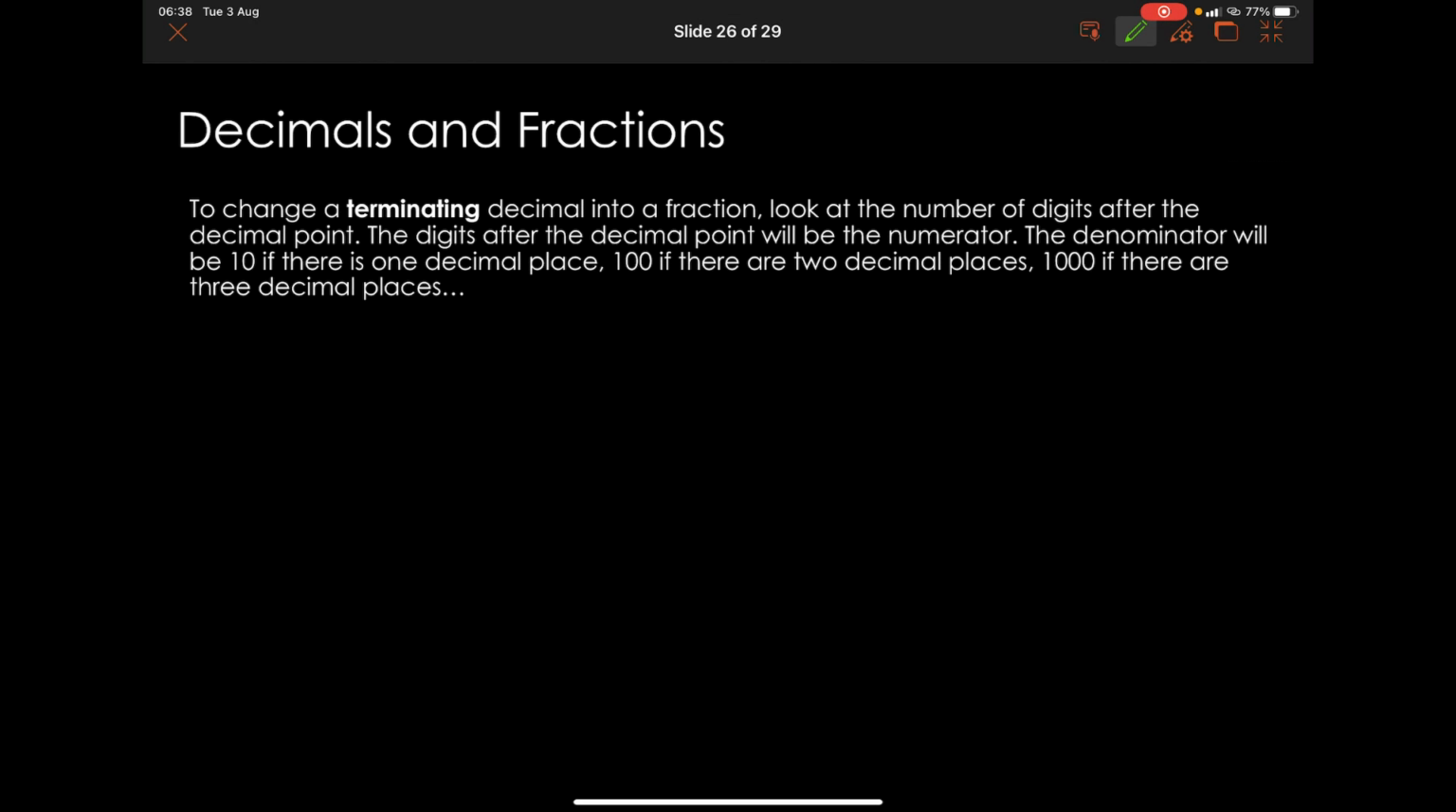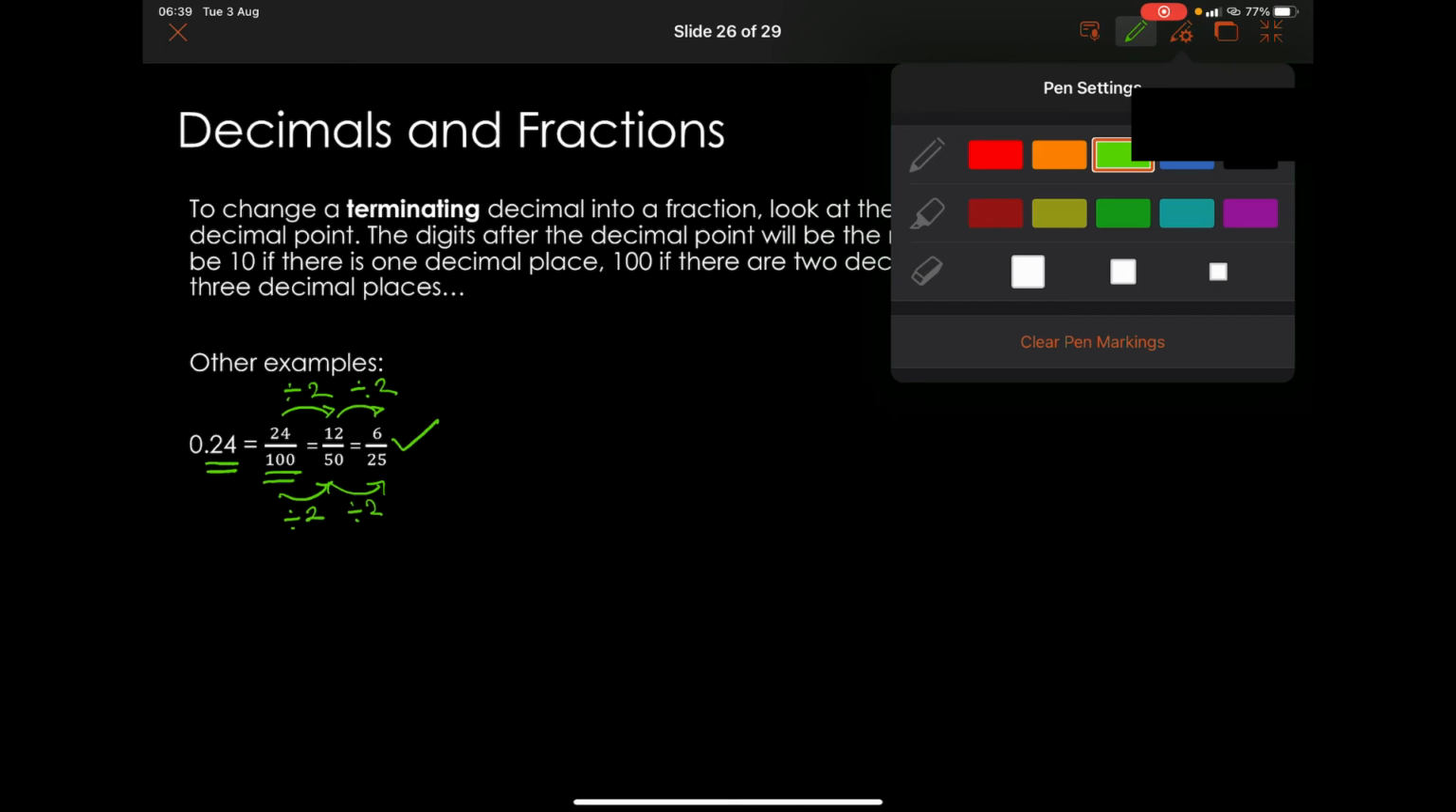So here's some other examples then. Like I've just said, 0.24. 0.24 has got 2 digits, so we put it over 100. We then cancel down. We've divided by 2 here. 24 divided by 2 is 12. 100 divided by 2 is 50. I've then divided by 2 again. 12 divided by 2 is 6, and 50 divided by 2 is 25. That's as low as I can go. I can't go any lower because 6 and 25 don't have a common denominator.